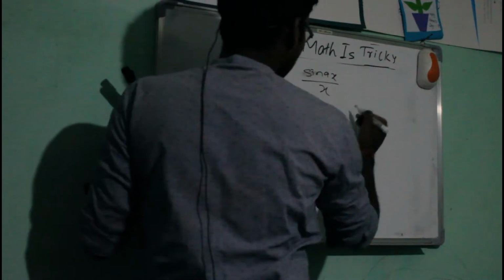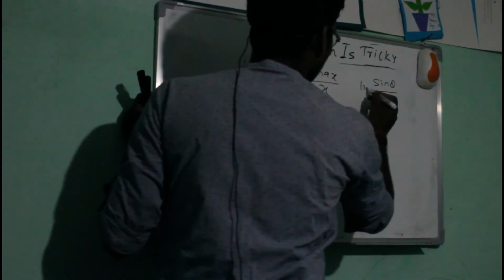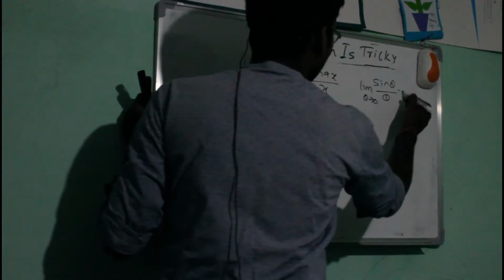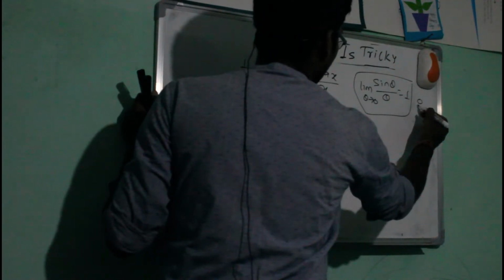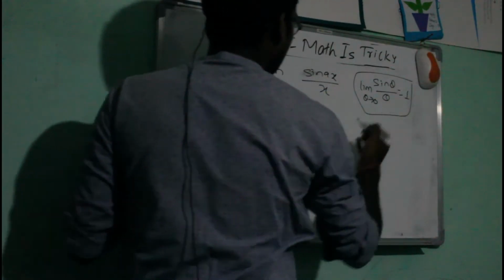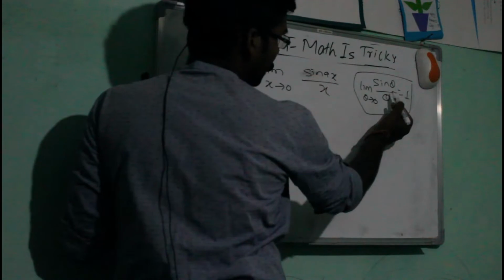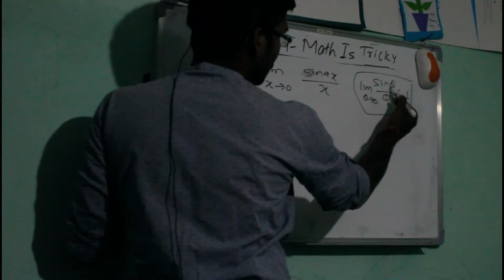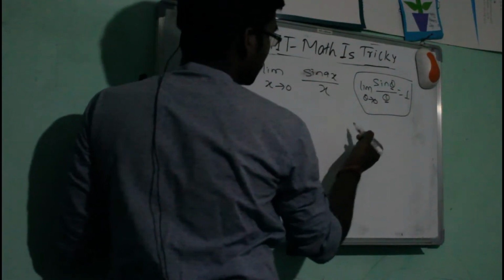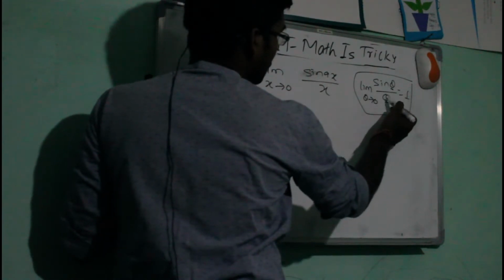So remember this formula. We are using this: limit theta tends to 0 of sine theta by theta equals 1. This is the main formula we are going to use. Remember, theta is the angle. For sine theta, the angle must also be in the denominator, so that we can have the value limit theta tends to 0 sine theta by theta equals 1.